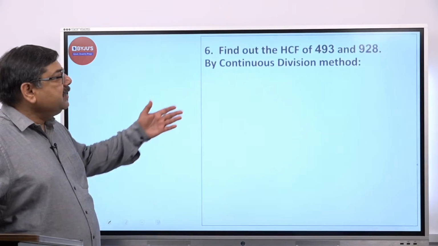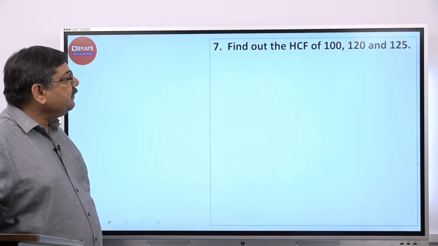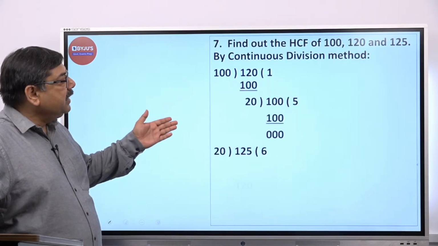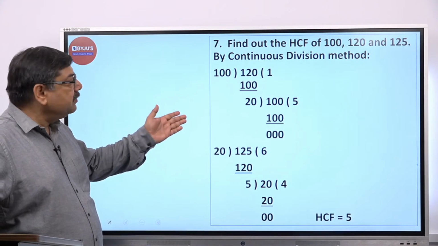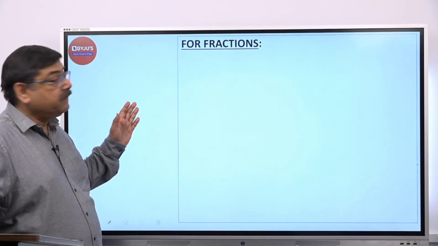Now anyhow, these are very starter kind of questions, just to get the feel of this. So even I'm omitting that. 100, 120, 125, again by the continuous division method you can find this. All right. Now for fractions, you should know.